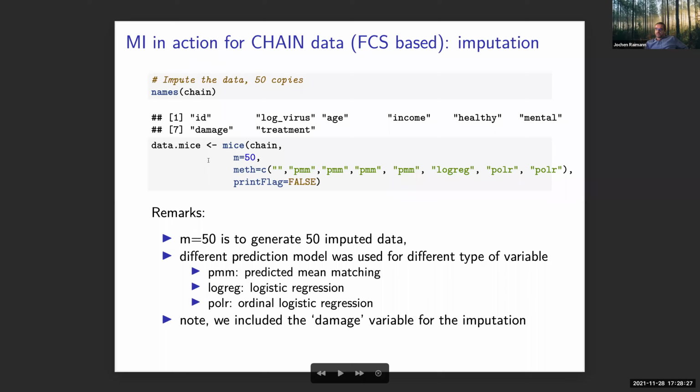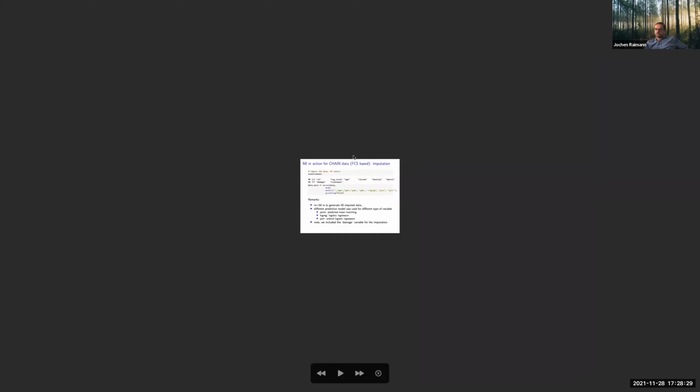So the mice package will essentially, oh, I didn't manage that, sorry for that. I didn't know I could do that.